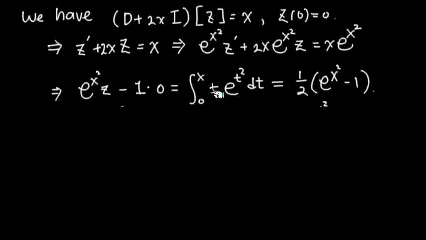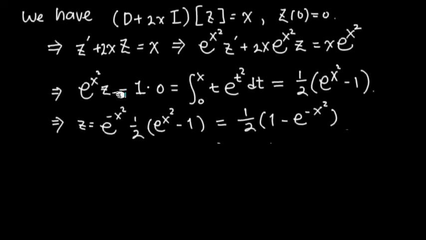Because of this x factor out there, it happens that it has a nice antiderivative, which is half times e to the x squared. If you evaluate it at 0, the antiderivative part is evaluated at 1, so that's why we have this 1 there. So I solve this for z, so z is isolated, and I multiply by e to the negative x squared on the right hand side. So z is now this function, half times (1 minus e to the negative x squared).